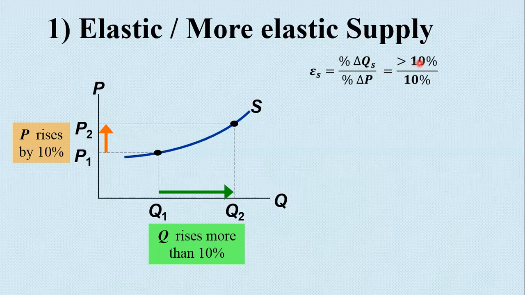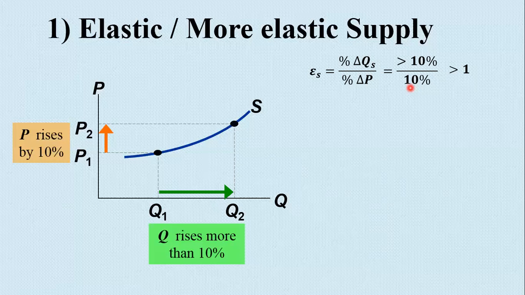Percentage change in quantity supplied is greater than 10% and percentage change in price is 10%. The answer is greater than 1. The answer of elasticity is greater than 1. This indicates that elasticity of supply is more elastic. Now to explain it with the help of the conditions, the supply curve is relatively flat. Why is that so?